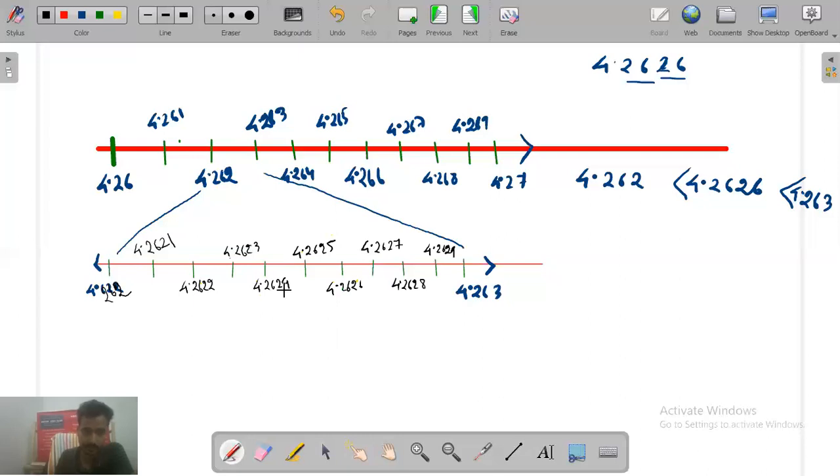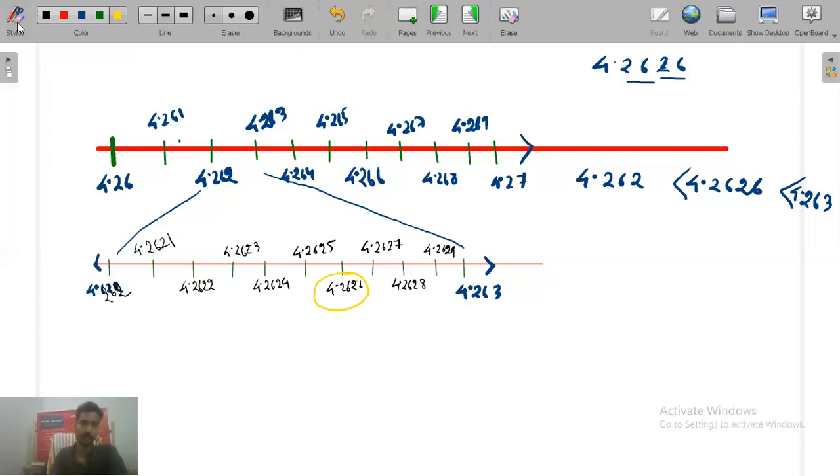So our required number is this one. Yes, 4.2626 is the required number. So like this, you can plot the number on the number line. Yes or no? Many of you may make a mistake here. Now see, when you divide, listen carefully.